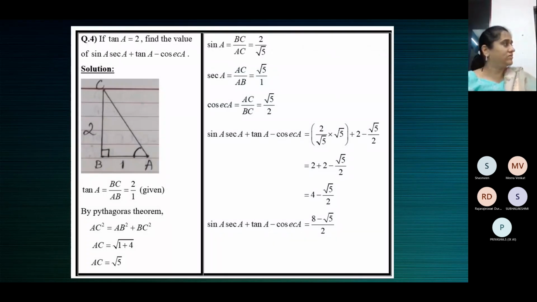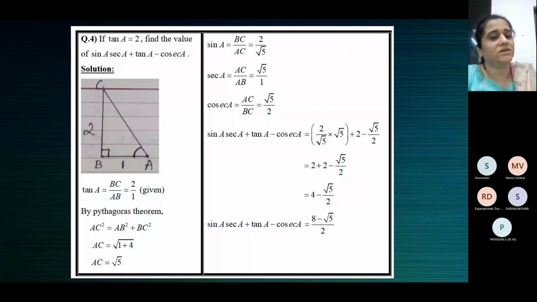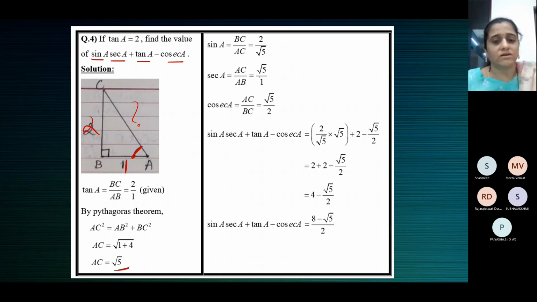Have you all used a right triangle like this? Tan A is equal to 2. That means opposite by adjacent is 2. Use a right triangle. 2 means 2 by 1. Tan A is equal to 2 by 1. You know how to mark that, no? This is A, opposite 2, adjacent 1. Then find the hypotenuse using Pythagoras theorem: root 5. Then find the values of sin A, secant A, tan A, and cosecant A, then substitute the values and evaluate.